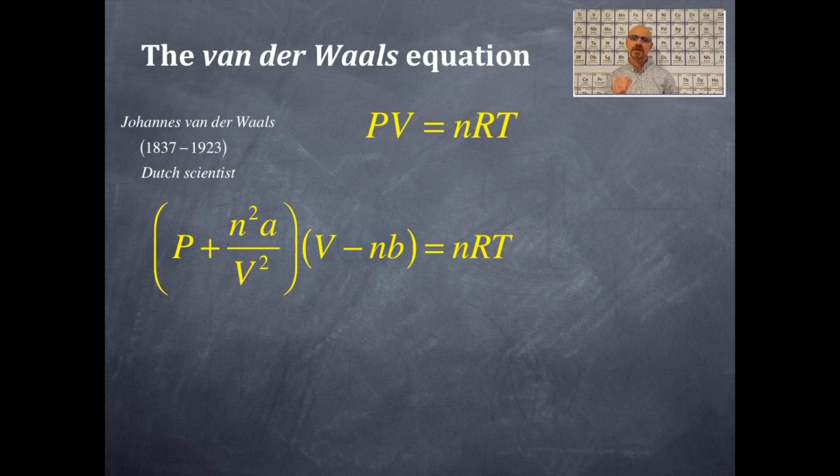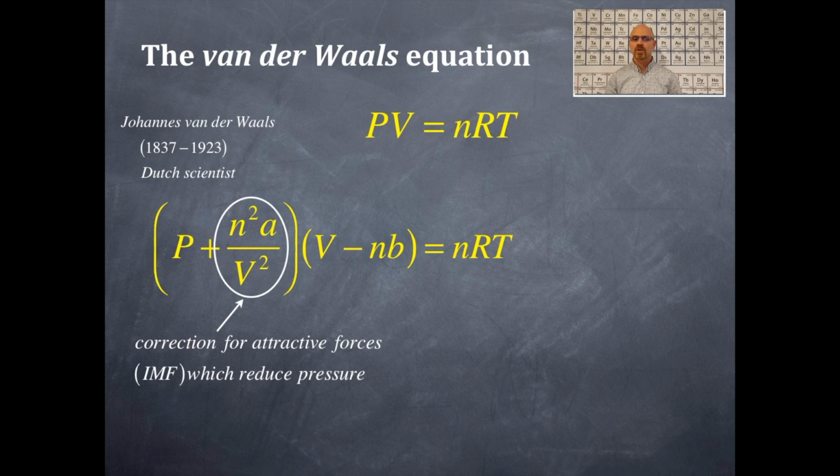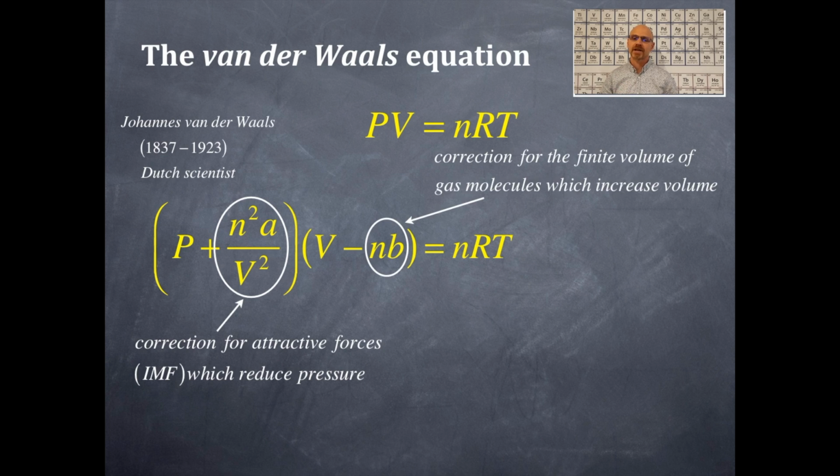You should see that there's a correction factor here for the intermolecular forces, which reduce pressure. And then there's a correction factor here for the finite volume of gas molecules, which increase the volume. That's why, for the reduced pressure, you have to add it, and for the increased volume, you have to subtract it.